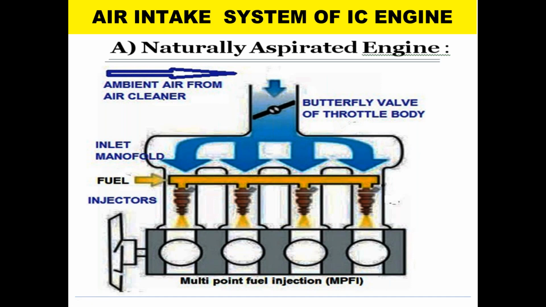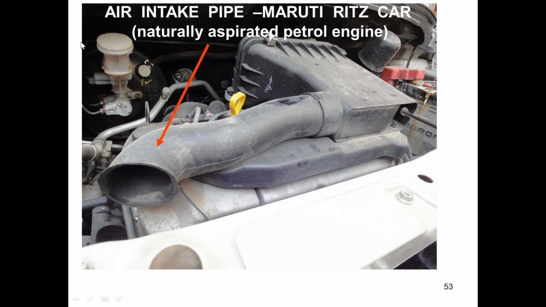Now let us study the next one. This is another photograph of a naturally aspirated petrol engine. This is the Ritz car. Here is the air cleaner. Air is entering from here, but in case of hydrostatic lock, water will enter from here.